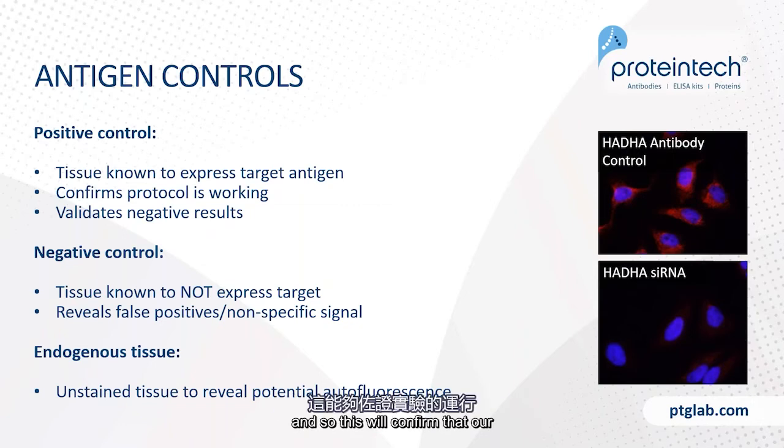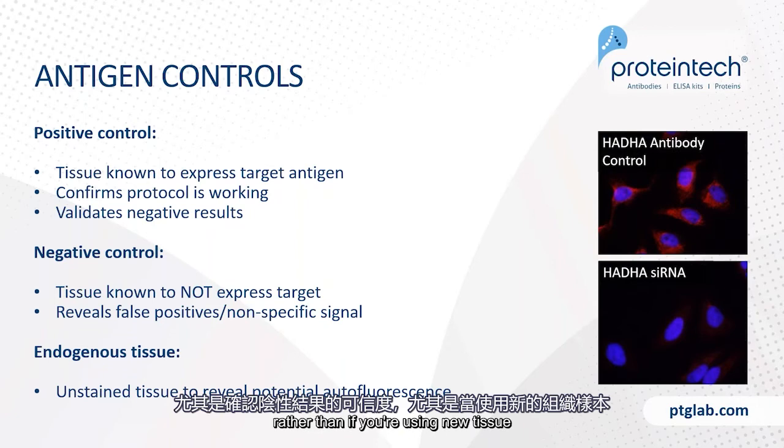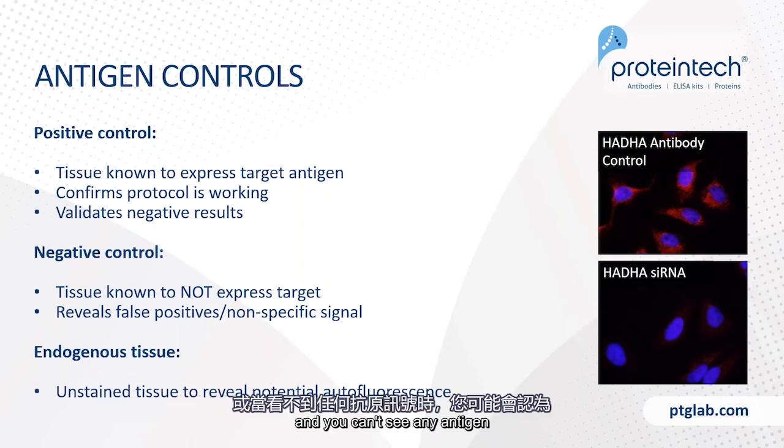And so this will confirm that our protocol is working, and will also validate any negative results. If you're using new tissue and you can't see any antigen staining, you might think that the antibody isn't working or your protocol isn't working, but in fact if you use a positive control, then you'll be able to validate this.